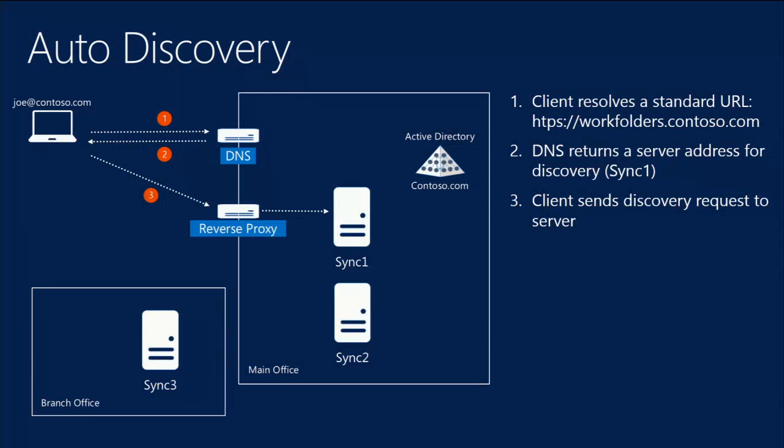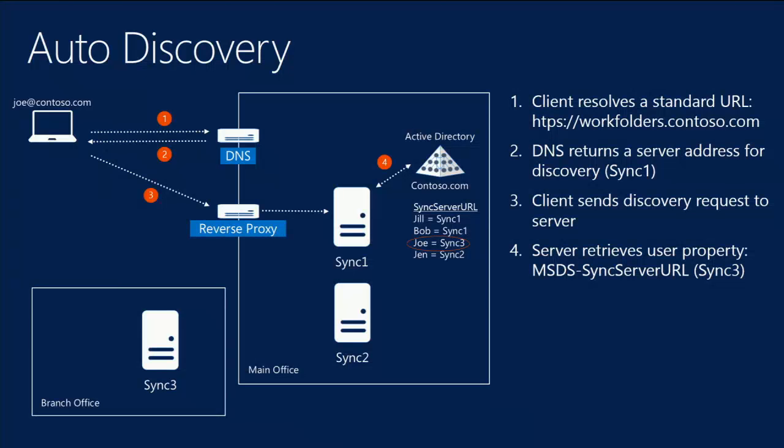And in this case, it is Sync 1's responsibility to check Active Directory. We have one schema extension that's required for auto-discovery to work in Work Folders. If you don't want to use auto-discovery and you want to distribute individual URLs, you don't need to make the schema extension. This schema extension does not require you to upgrade Active Directory. So we hope you'll take advantage of the auto-discovery capabilities.